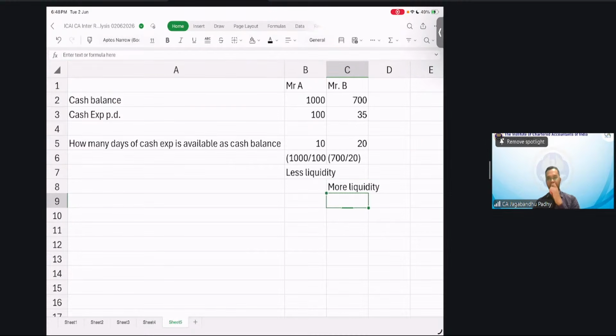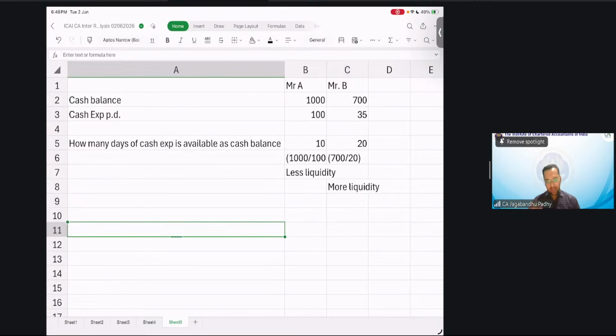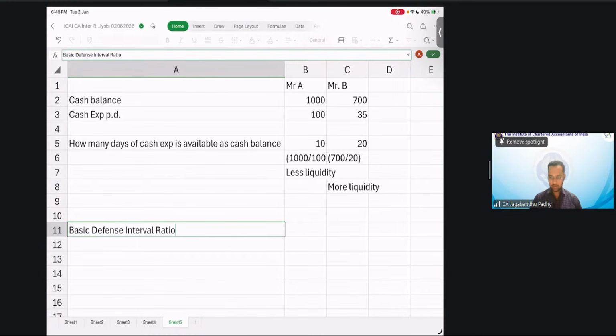Just as we did for a person, we can similarly do it for a company also. So that number which you said over here, 10 and 20, similar number, we can calculate for a company, for an entity also. So that is done by a ratio called basic defense interval ratio.